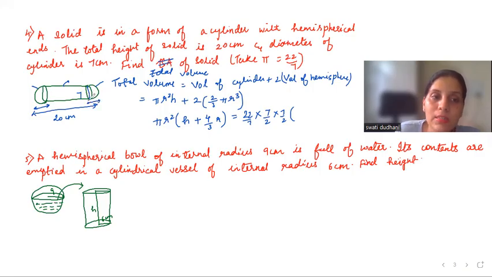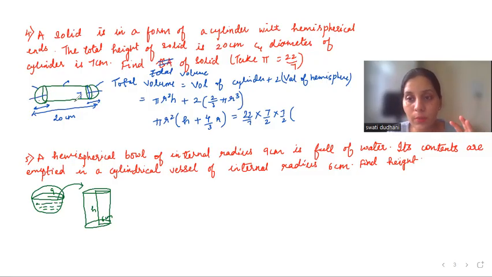Both the diameters are 7. So each is 3.5, 3.5. The radius is 3.5 each. So both the radius, if I add, I get total 7. That needs to be subtracted from the 20 to get the height of the cylinder. So if I just subtract the spherical length, that is 3.5, 3.5, I get the height of the cylinder, which is 13, plus 4 by 3 into radius is 7 by 2.